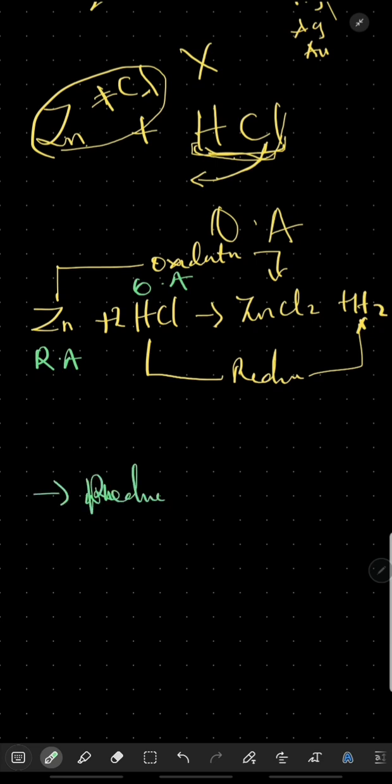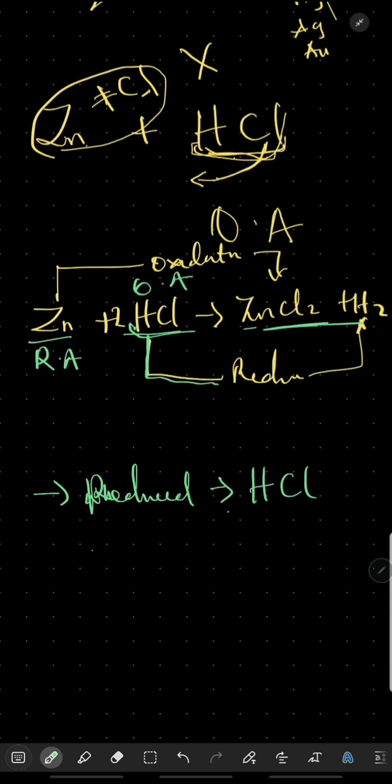So the reduced species now, what is the reduced species? The reduced species is the one that undergoes reduction. So that is what I've told you. Never take your answer from the product side, okay? So your answer is between this and this. So the reduced species is what? HCl. Please, it's not hydrogen, HCl.